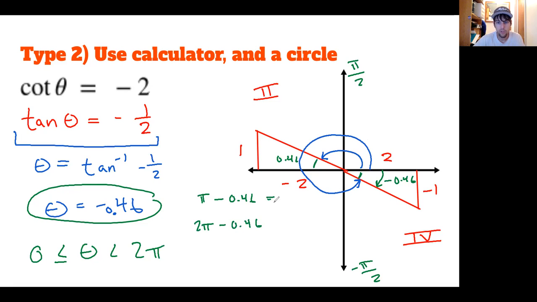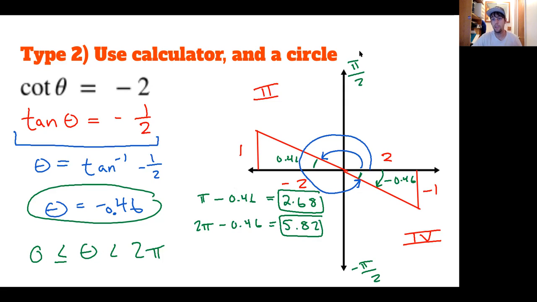So I can find my two solutions here by simply doing this. Pi minus 0.46. I get my first solution of approximately 2.68 radians. These measurements are in radians. I've kept everything in radians here. And 2 pi minus 0.46. So I get 5.82 radians, approximately. Again, when we have equations like this, the best that we can really do is decimal approximations like this.